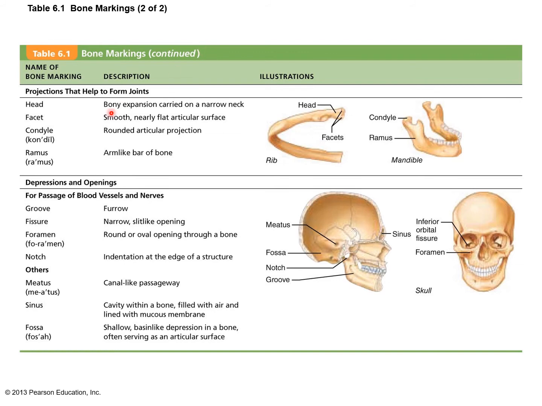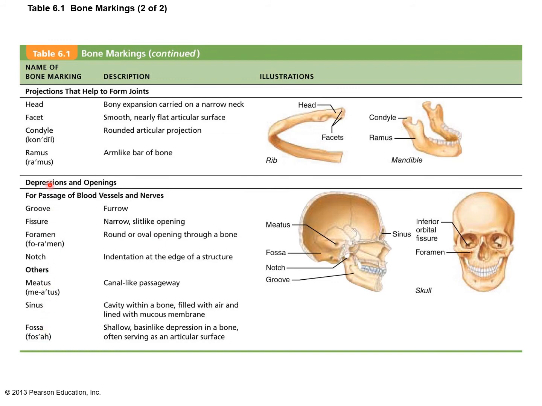When you see these terms, you know that this is where another bone is going to join or articulate, and therefore it's going to help you form joints. So whenever you see the term head, or the term facet or condyle, you know that another bone is going to articulate right there, and you're going to have a joint.